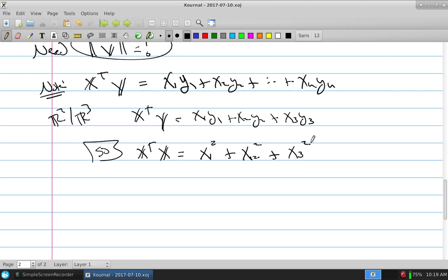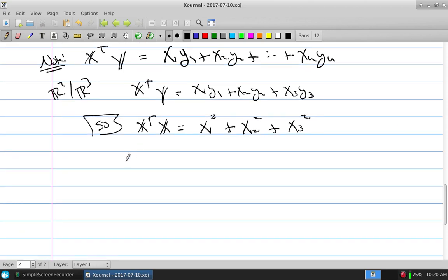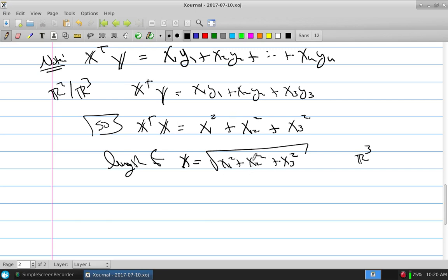Does that look familiar? What's length in three-dimensional space? The square root of the sums of the squares. What is the length in two-dimensional space? The square root of the sums of the squares. Hey, kind of a nice byproduct. So the length of x is what? Let's do R3: the square root of x1 squared plus x2 squared plus x3 squared. Okay, compare. The length of x can rather be written as the square root of x transpose x.